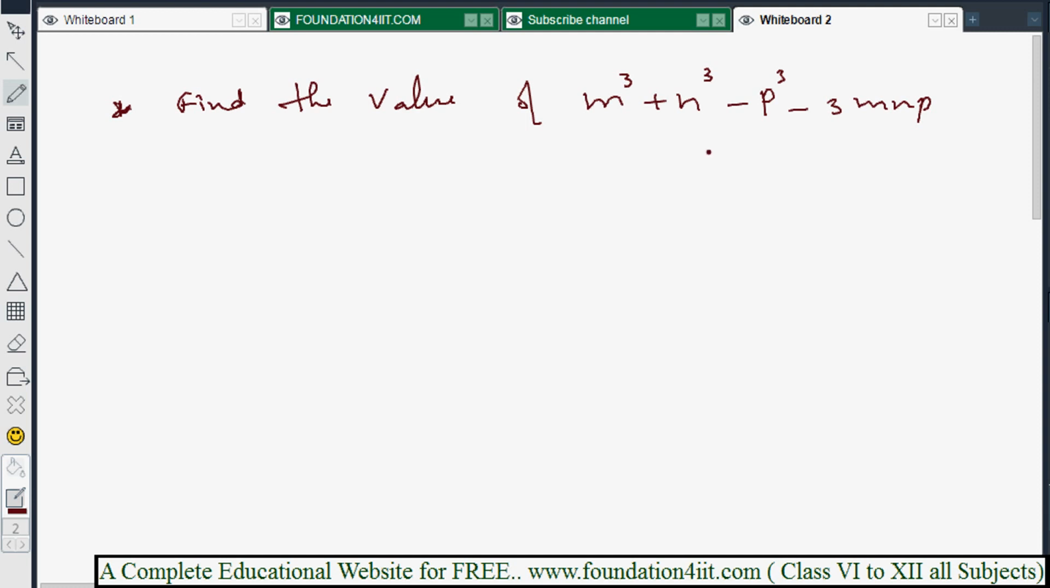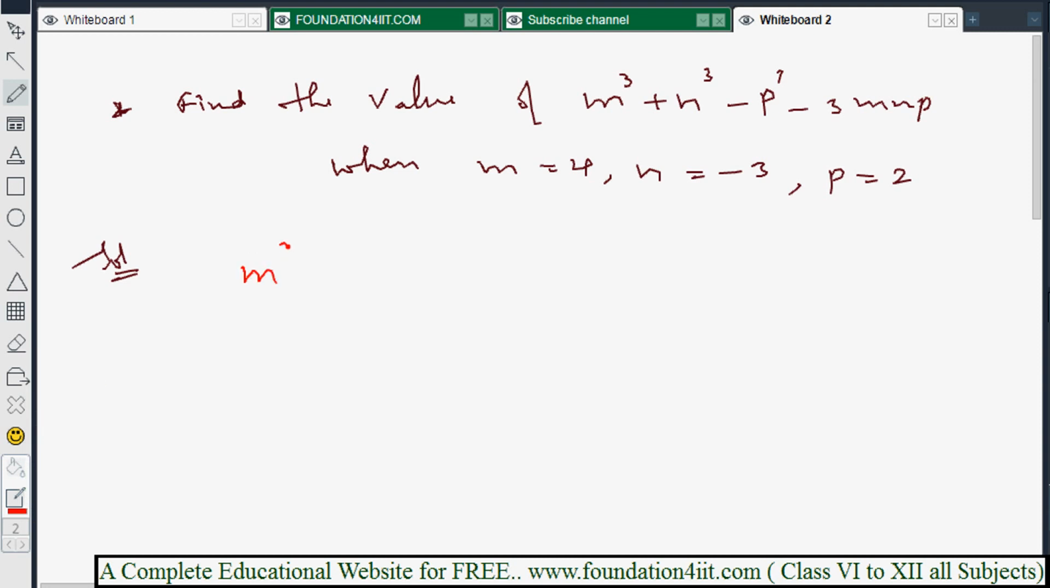So here there are 3 variables, so it is a polynomial, right? The highest power is 3, so the degree is 3. Find the value of this when m is equal to 4, n is equal to minus 3 and p is equal to 2. Whenever these values are given, we need to substitute m is equal to 4, n is equal to minus 3 and p is equal to 2 in the given expression. Then we can get the value.